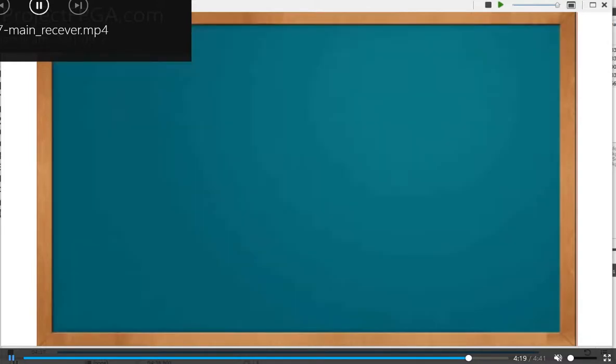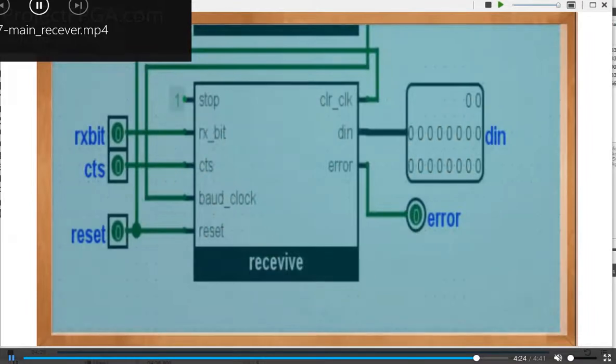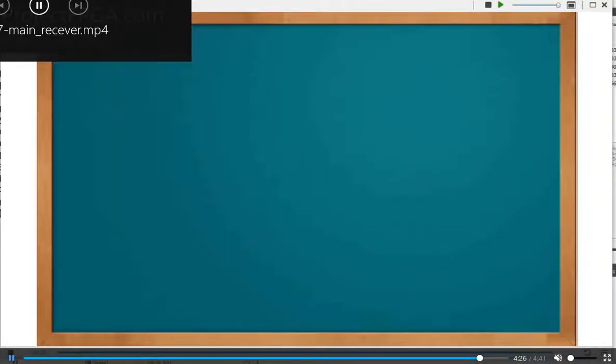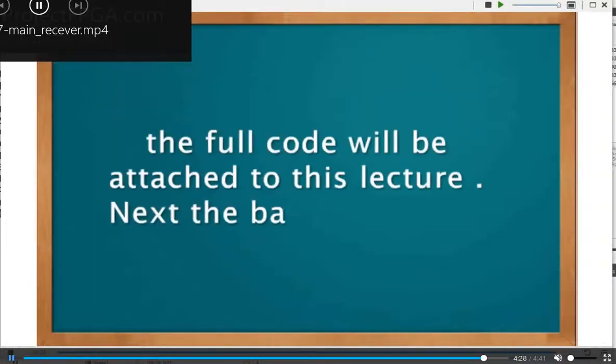So this is the logic behind the receiver subcircuit. The full code will be attached to this lecture. In the next tutorial, we'll discuss the baud generator.